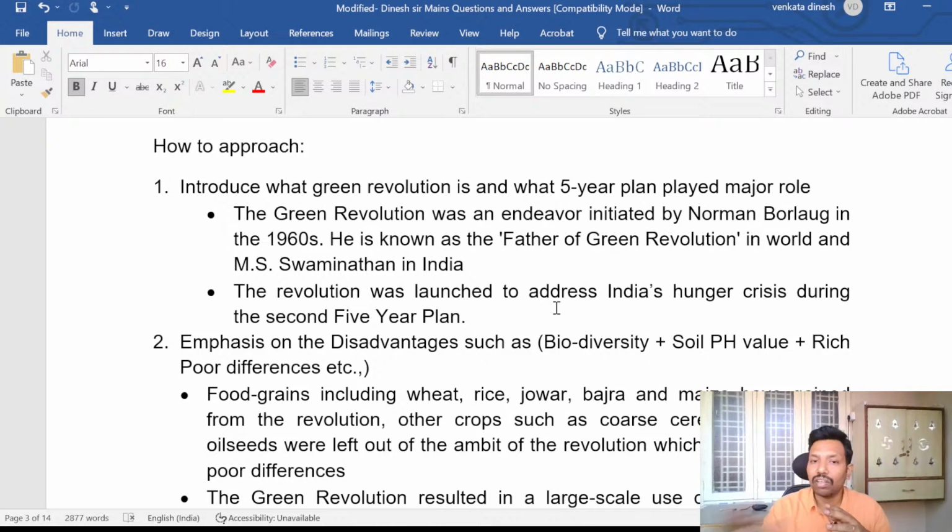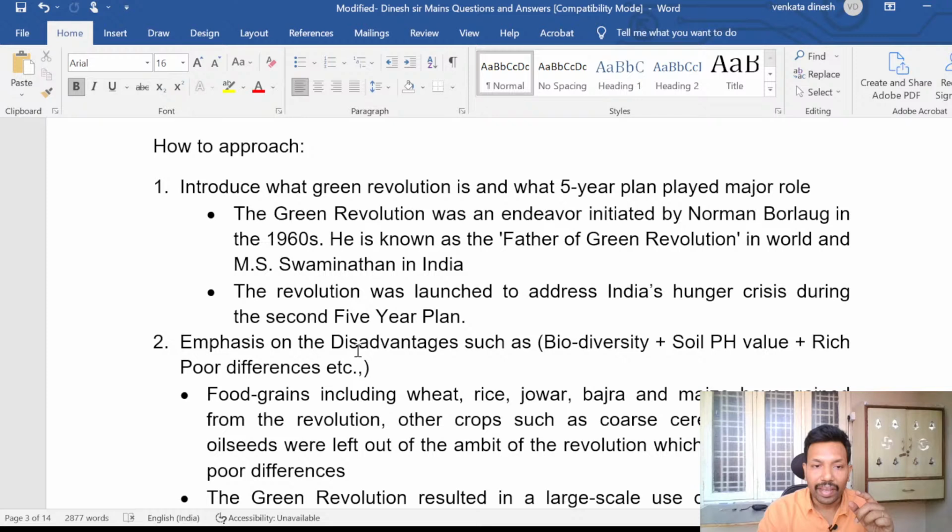The revolution was launched to address India's hunger crisis during the second 5-year plan. By the time we migrated to the industries, there was a hollow space in agriculture. Though the first 5-year plan was very good for agriculture, there was a hollow space created. So when I concentrated more on industries in the second 5-year plan, there was a hollow space. From there, the crisis of food security started, right? So the food grain crisis, or the dramatic success in and around Mexico, Mexico and the Indian subcontinent and all.